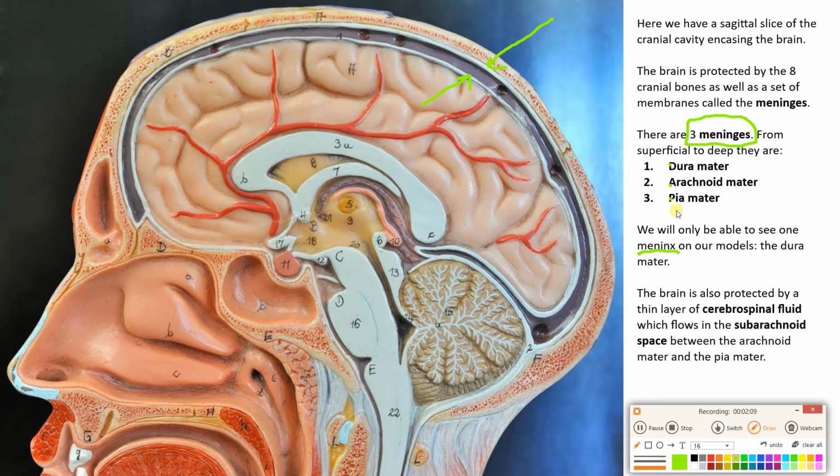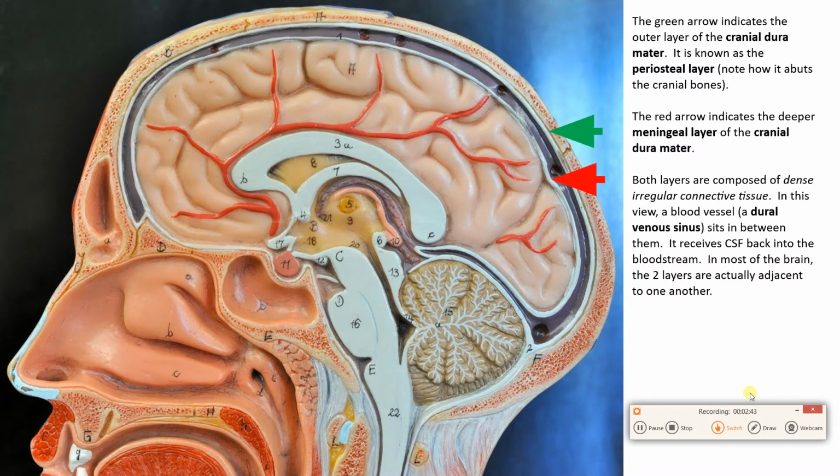There is also a thin layer of fluid that's going to protect the brain. The thin layer of fluid is actually found between these 2 layers, between the arachnoid and the pia. There's a space in there called the subarachnoid space, which we're not going to see, but again, we're going to know that it exists, and that space is occupied by cerebrospinal fluid. All right. Excellent start to today.